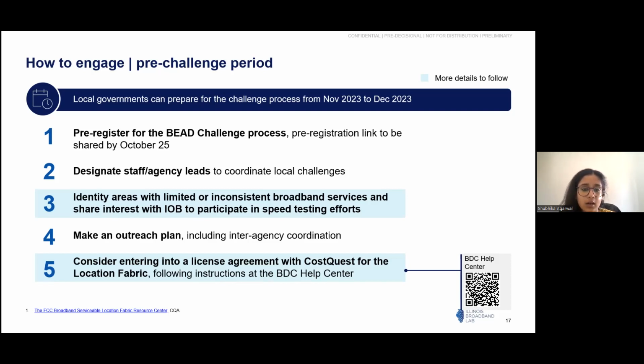And then also considering entering into a license agreement with CostQuest so that you have access to the location fabric, which is essentially the list of all broadband serviceable locations in the area that you serve. So having that is not a necessity, but if you are an organization that works with a larger area and would like to utilize a few different data sets that are available out there to carry out your own analysis and identify target areas and submit challenges. So this might be something to consider. And again, we have representatives from CostQuest who can share more about that.